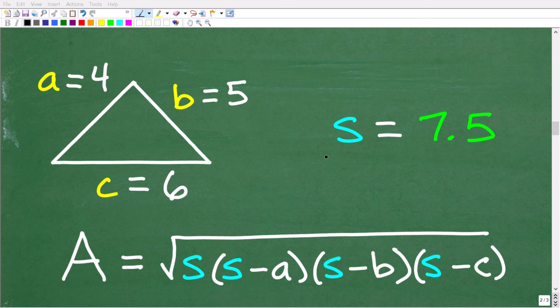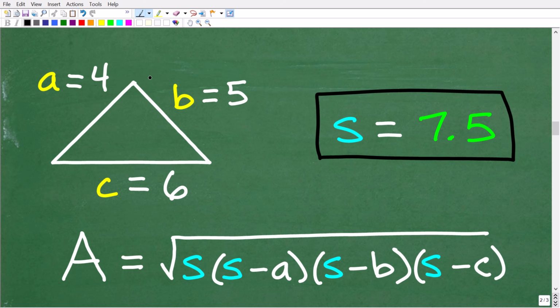Now that we know that the semi-perimeter is 7.5, we can actually calculate the area of this triangle using Heron's formula. Okay, so again, S is equal to 7.5, and we know what A, B, and C are. So for most people, they'll be very happy. They'll be like, yes, Mr. YouTube Math Man, they can figure this out from here. However, they will make a lot of mistakes.